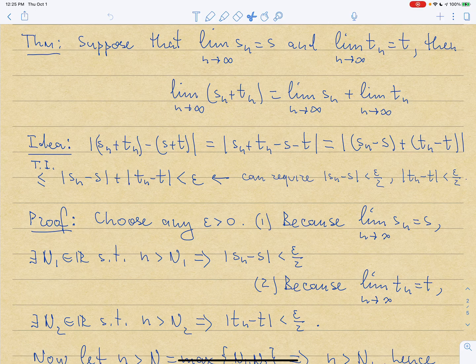Okay, we now continue with a couple more theorems. So the first theorem is an obvious property that if you have two convergent sequences, Sn goes to S and Tn goes to T, then if you take a limit of Sn plus Tn, a limit of a sum should be equal to sum of limits. Again, first let's try to get the idea of how we're going to try to prove it, and then we'll actually implement the proof.